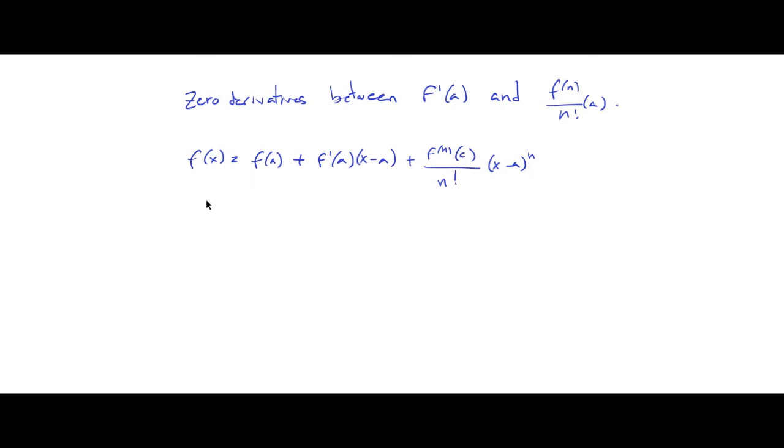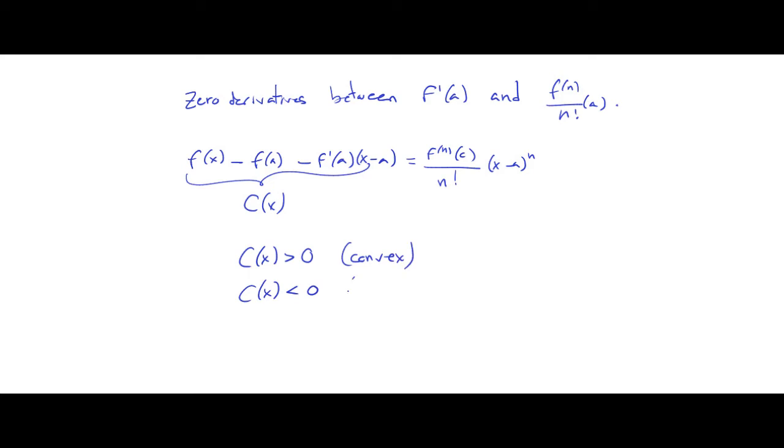Okay, now we can rearrange this, let me write it directly like this, as f minus f at a minus f prime equals this, right? So the convexity of the function will be defined by this sign. Let's call this a function, c of x. If c is greater than 0, then the function is convex in A. If it's smaller than 0, then it's concave.